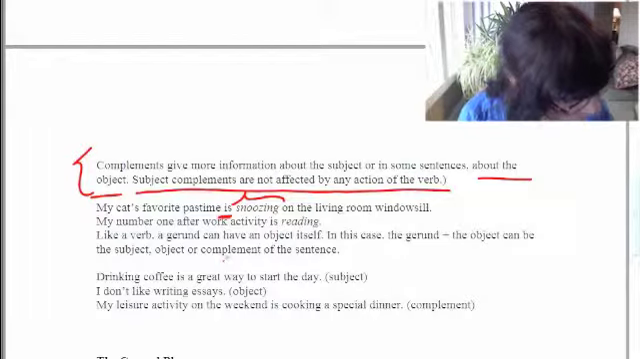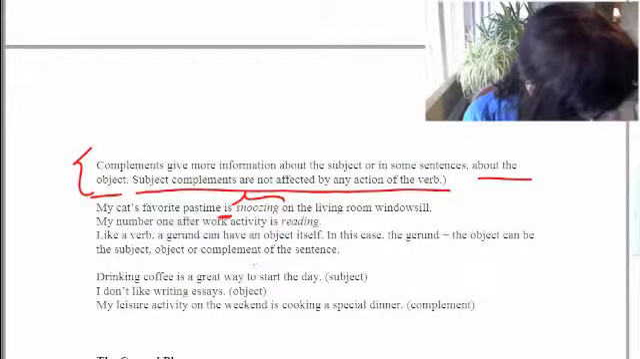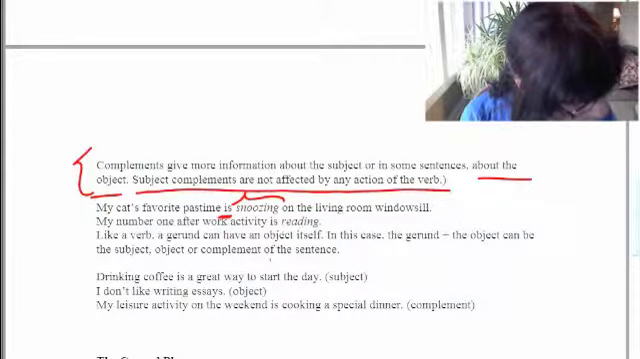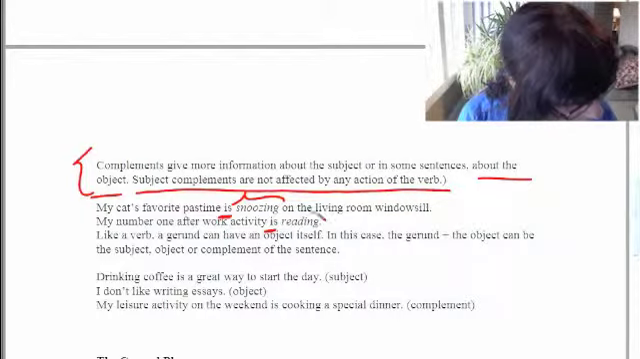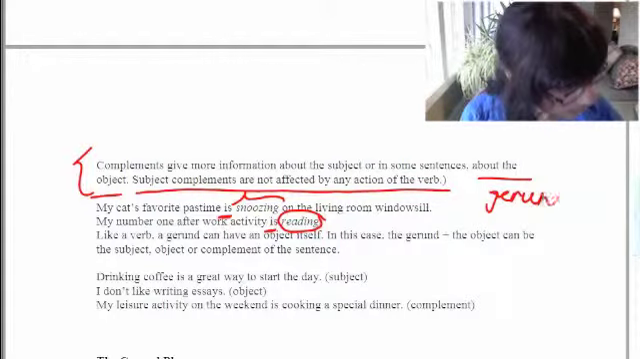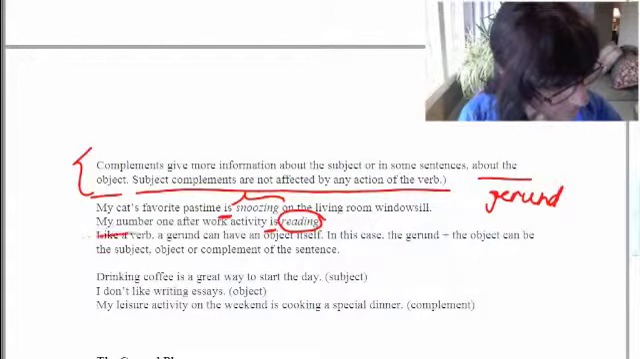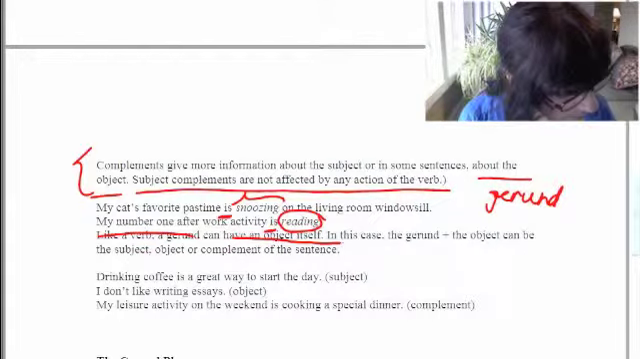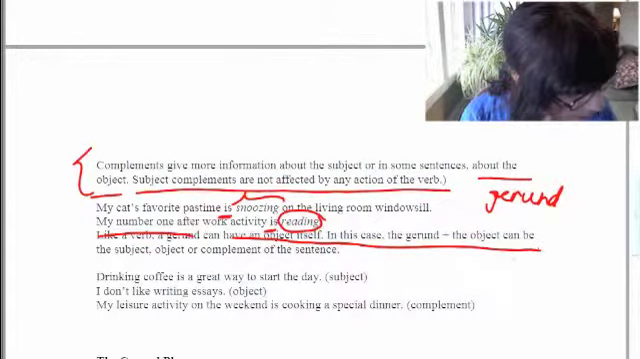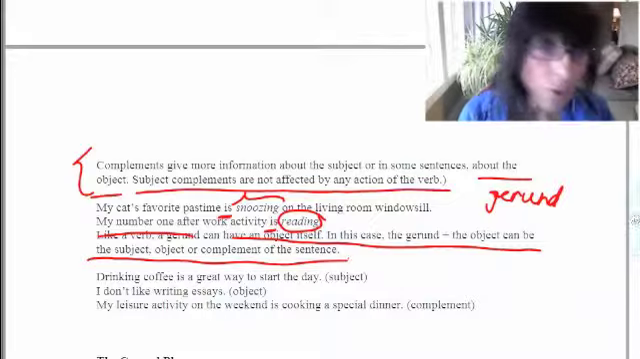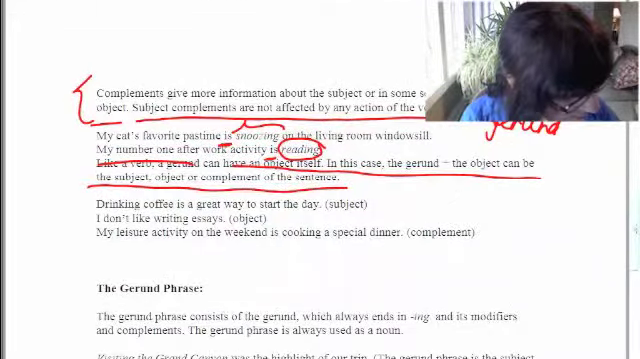My number one after work activity is reading. Is the verb, and reading becomes the subject complement and the gerund, ending in ing. Like a verb, a gerund can have an object. In this case, the gerund plus the object can be either the subject, the object, or the complement of the sentence. And I've given you some examples.